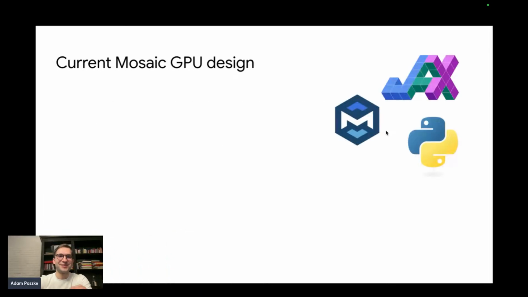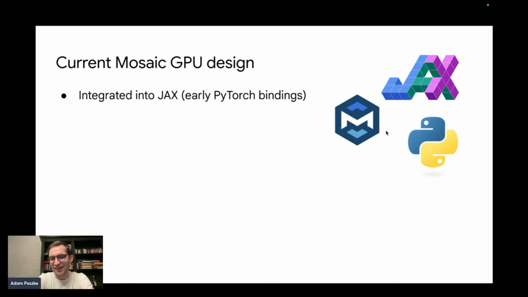So, okay, a few words about how Mosaic GPU is designed currently. As I said, it's fully open source. It's integrated into JAX, and it's in JAX packages. There are also early PyTorch bindings, so you should also be able to use Mosaic GPU kernels from PyTorch without any copies or anything like that.